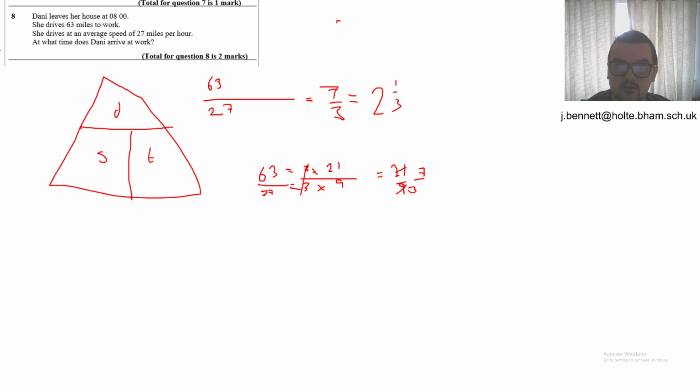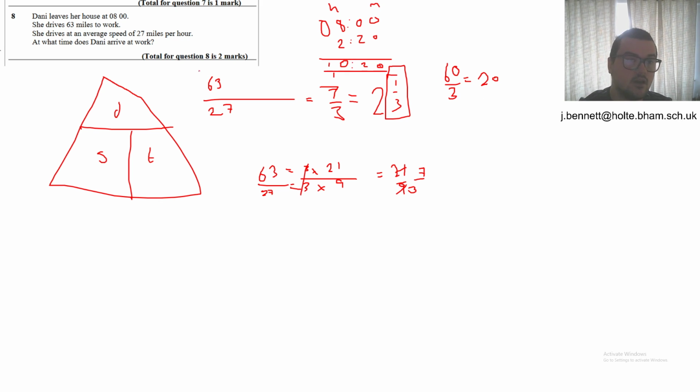So 2 hours, so we start off at 8, we add 2 hours, because this is hours, this is minutes. We add 2 hours, and we also add 1/3 of an hour. Now if 1/3 of an hour, we want this in minutes. So what's 1/3 of an hour? There are 60 minutes in an hour, we want 1/3 of that, so 1/3 of an hour is 20 minutes. We add 20 to this, 0 plus 0 is 0, 0 plus 2 is 2, 8 plus 2 is 10, so we get 20 past 10. So Danny arrives at work 20 minutes past 10. There is your answer. Boom, kaput, that's it.